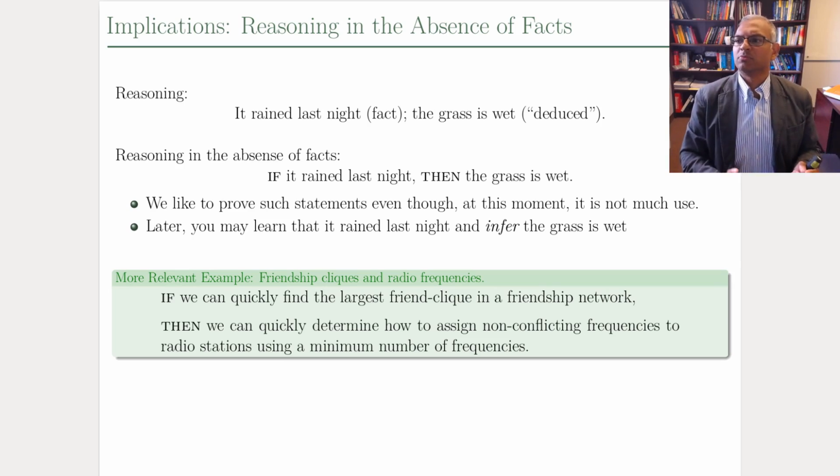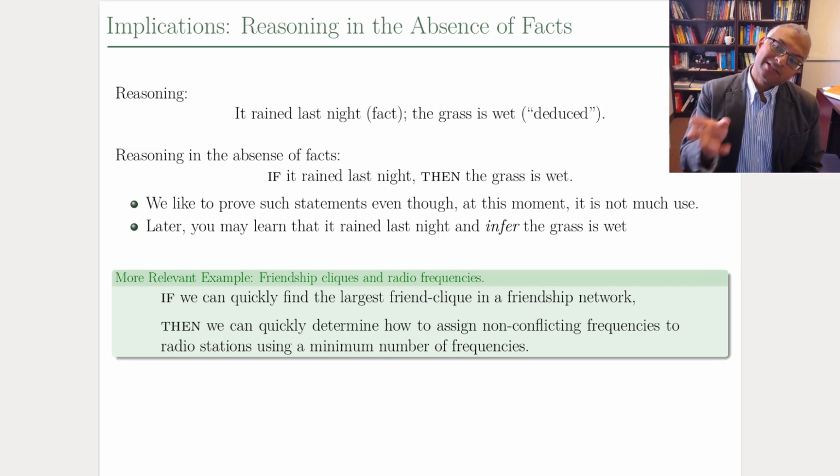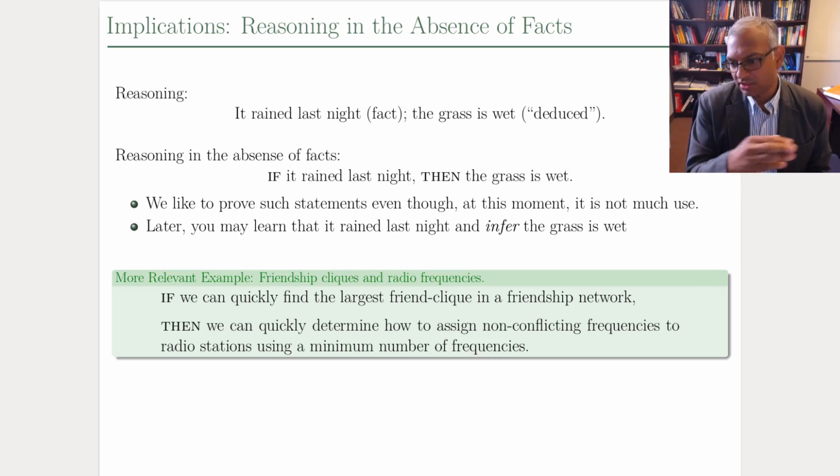So what's the largest group of people who all mutually know each other? If we can find that quickly, well, here's another problem that we sometimes like to solve. You have a bunch of radio stations, so many radio stations in the US, distributed all over the place. How do we assign non-conflicting frequencies to these radio stations so that nobody hears garbled music?